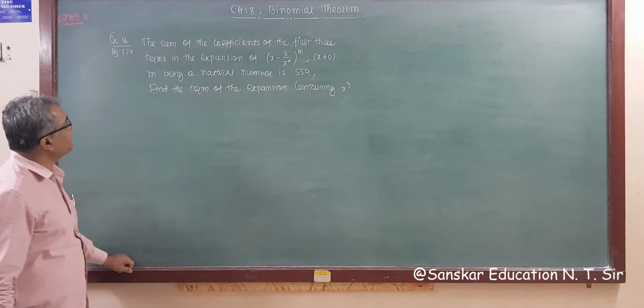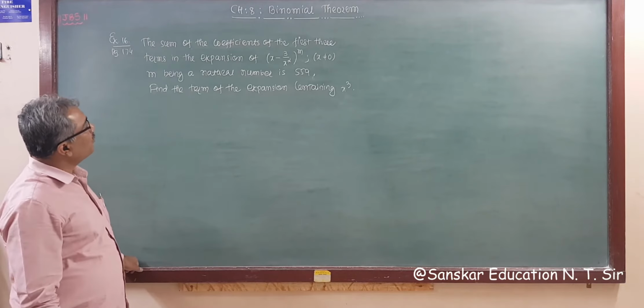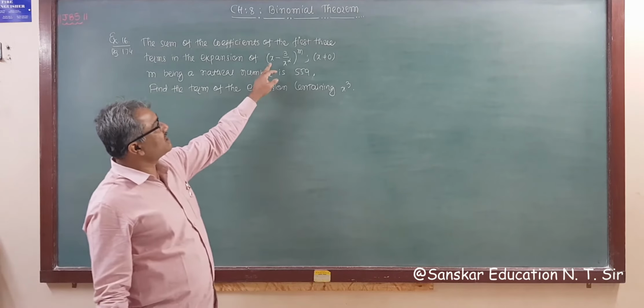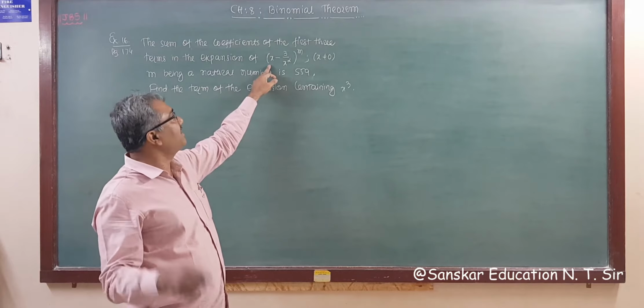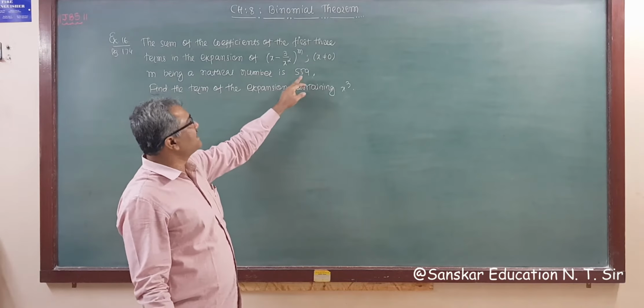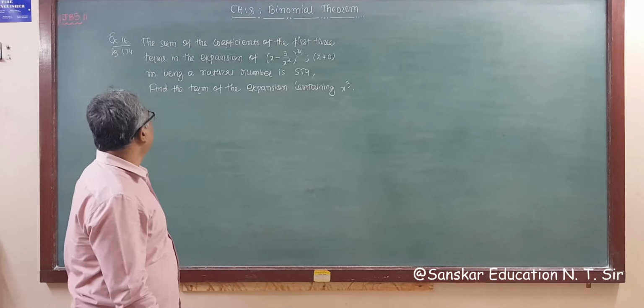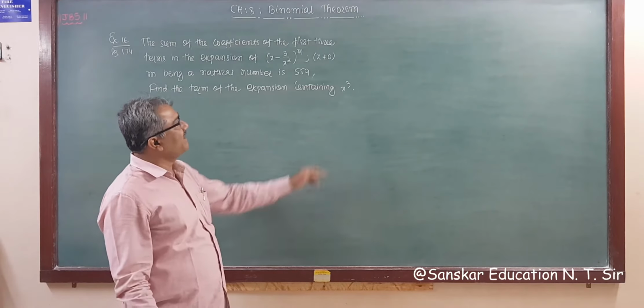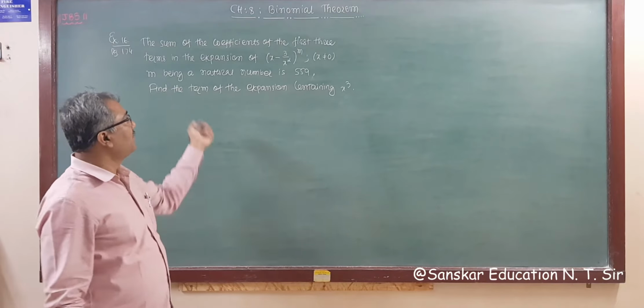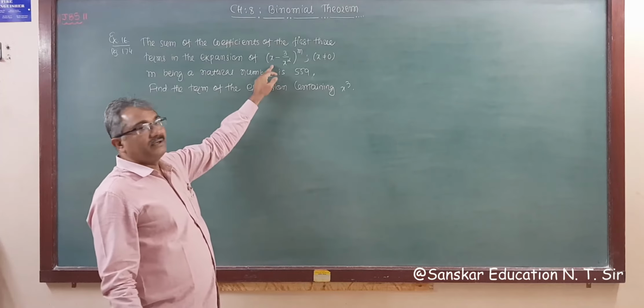Example 16, page 174. The sum of the coefficients of the first three terms in the expansion of this, m being a natural number, is 559. Then find the term of the expansion containing x raised to 3, that is, x cubed.